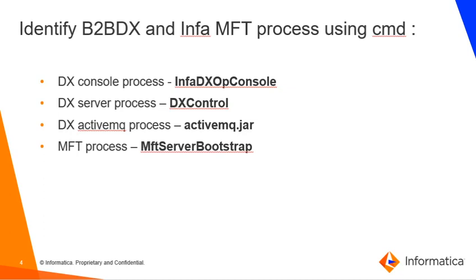Let us now see some keywords that will help us in identifying the processes and the relevant process IDs. These keywords will be searched in the process list file that has been created earlier using the command line to help find the processes. So for the DX console process, the keyword is infadx op console. For the DX server process, the keyword is dx control. For the DX ActiveMQ process, the keyword is activemq.jar. And finally for the MFT process, the keyword is MFT server bootstrap.